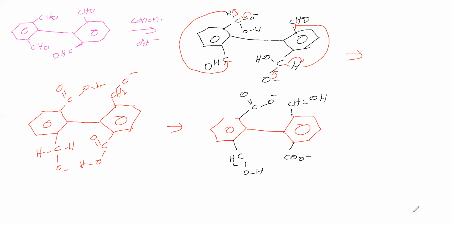Next, we will go for the Perkin reaction. In this Perkin reaction, we have to take an aromatic aldehyde. We are taking an aromatic aldehyde. Then, an anhydride of an aliphatic acid containing 2 alpha hydrogens.